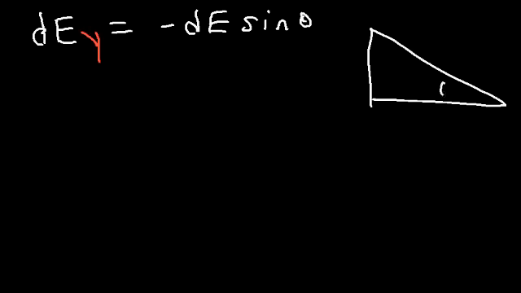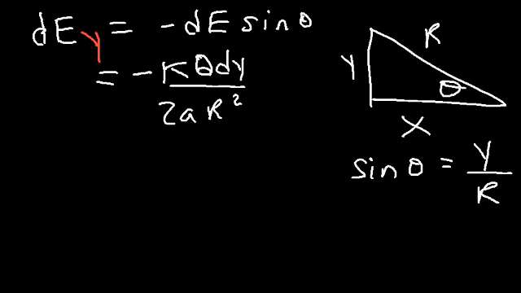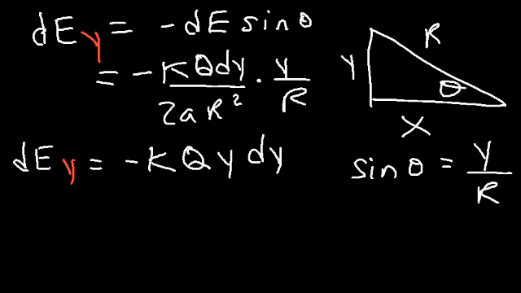Now based on this triangle, we know this is theta, here's x, this is y, this is r. Sine theta is y divided by r. So therefore, we're going to have negative dE, and we already know the equation for dE. dE is kq times dy divided by 2a r squared, which we got earlier, times sine theta, which is y over r. So dE sub y is negative kq times y times dy over 2a r cubed.